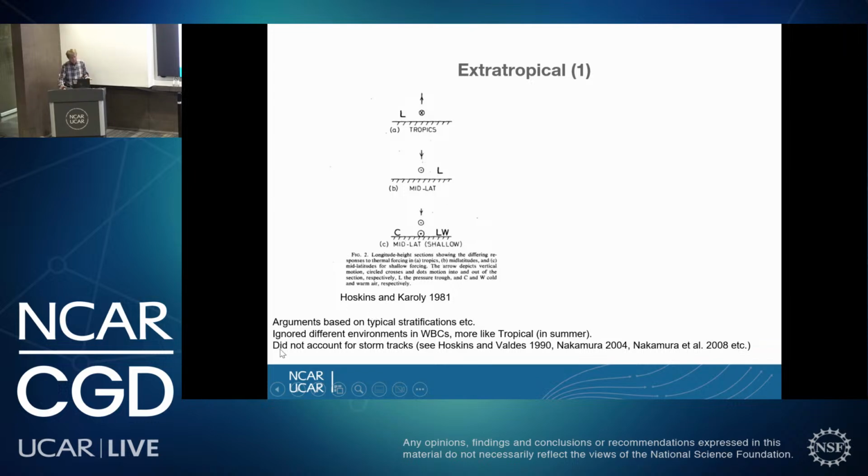And the arguments were based on, I think, a typical stratification for the mid-latitudes or part of the extratropics. And I would say it ignored different types of environments in the extratropics, including the western boundary currents, which have this kind of very warm surface, less stratified, particularly in summer, more like the tropics. And it also did not account for storm tracks. In subsequent work, there's a lot of literature dealing with how storm tracks affected this. So this is more the linear response.